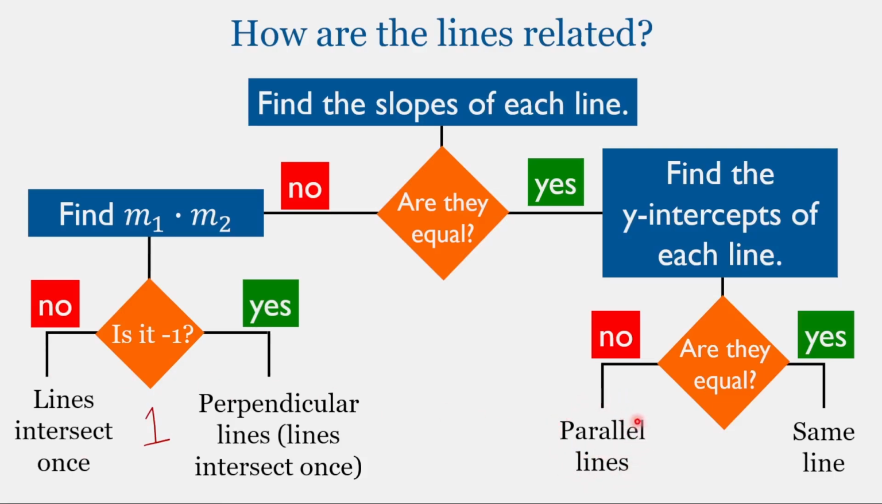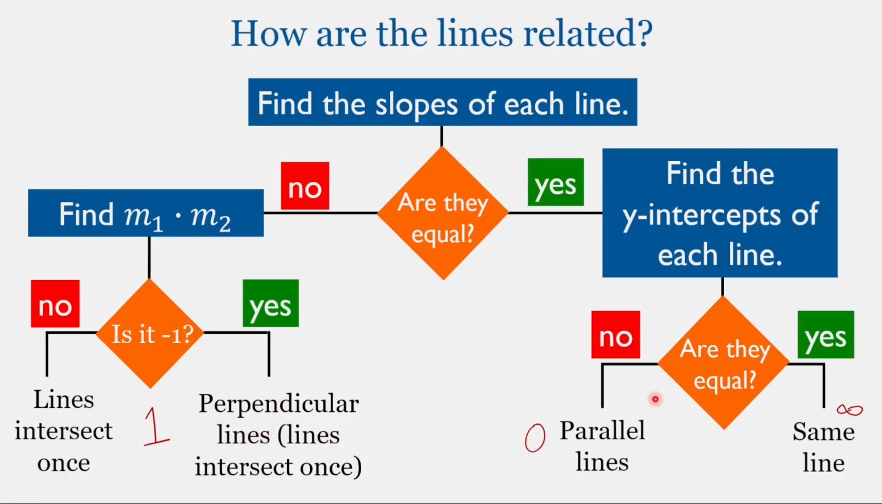Now, if we have parallel lines, they never cross. So parallel lines, well, they have no point in common. They never intersect. And then if it's the same line, well, that's one line sitting on top of another line. So they have every point in common, so they're going to have an infinite number of solutions. Every point that's on one line will be on the other.